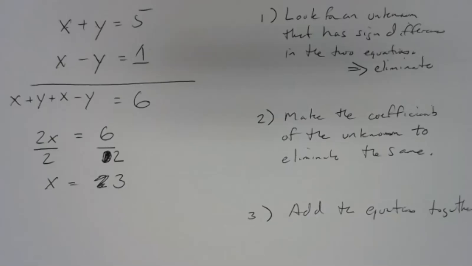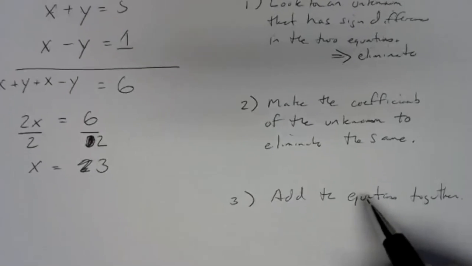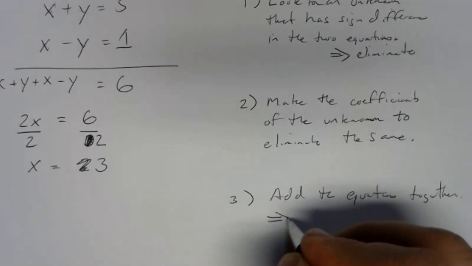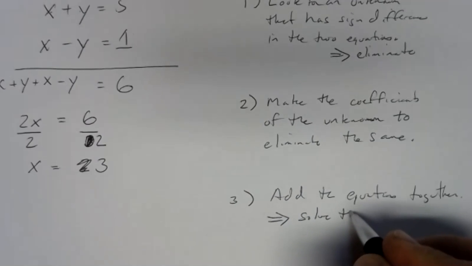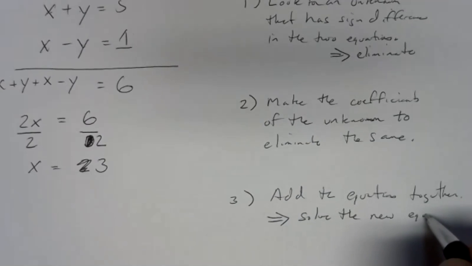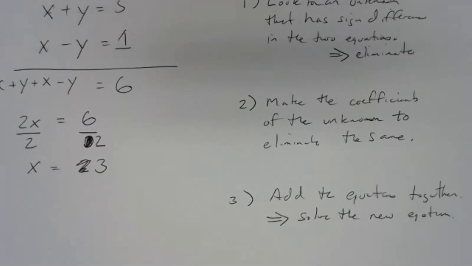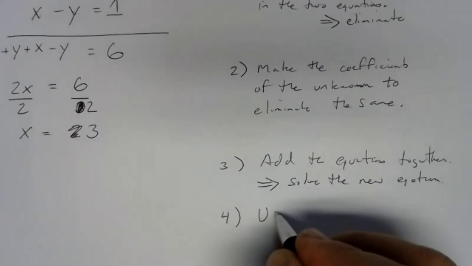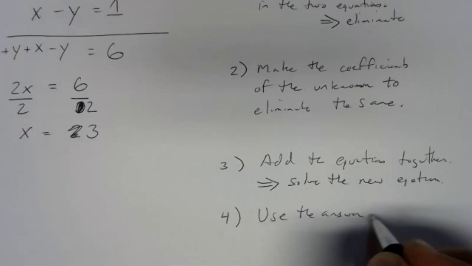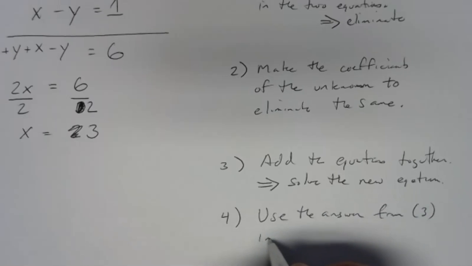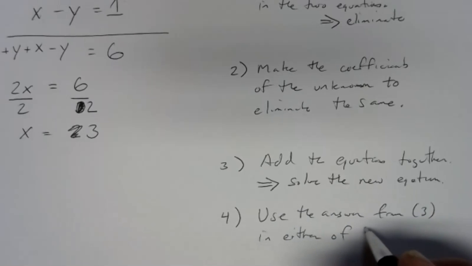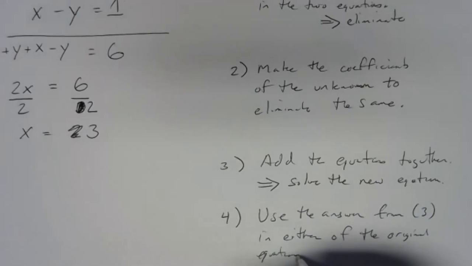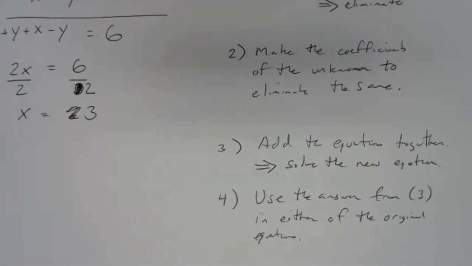So now we've got a value, x equals 3. We've locked down one of our unknowns. So we've added the equations together. That should give us one equation with one unknown. So then we solve that new equation. That gets us one of our unknowns. And our last step, step 4, use the answer from 3 in either of the original equations.